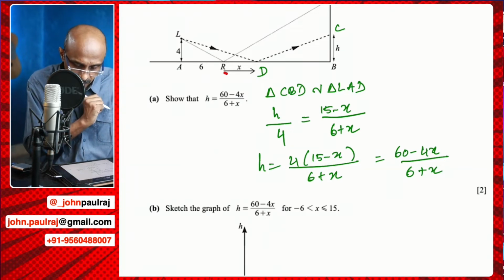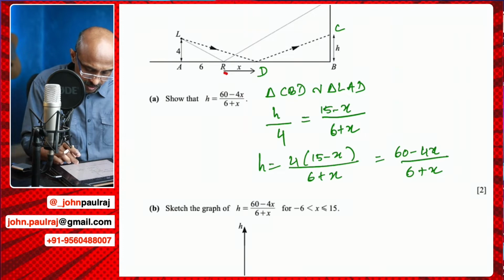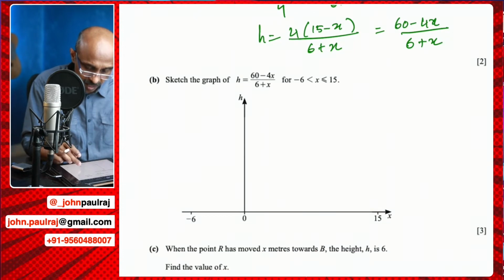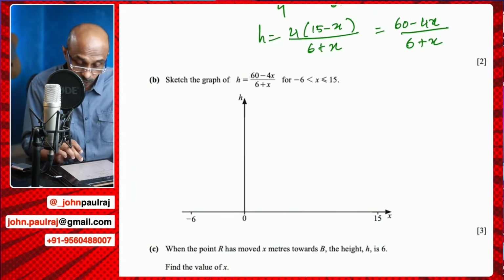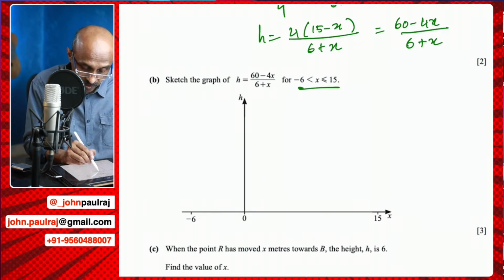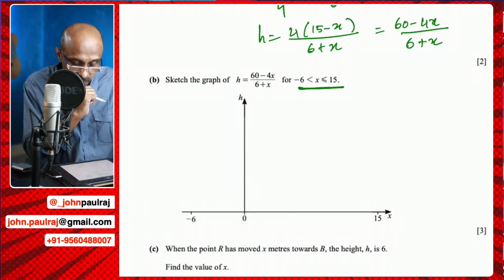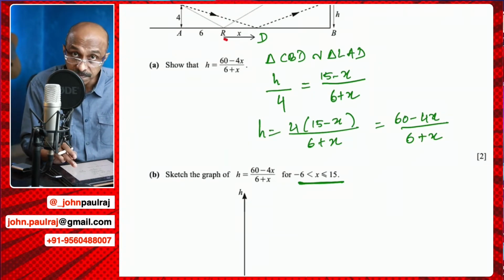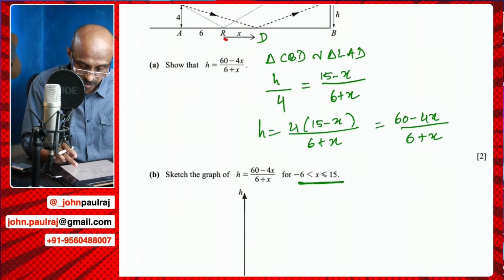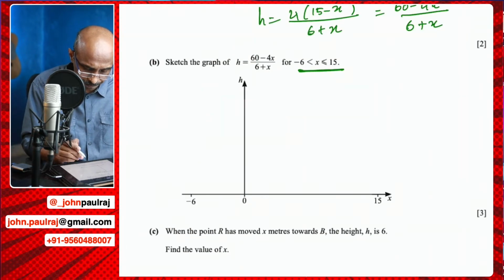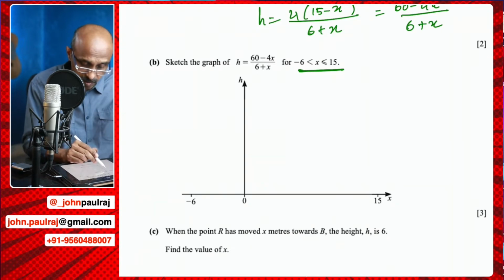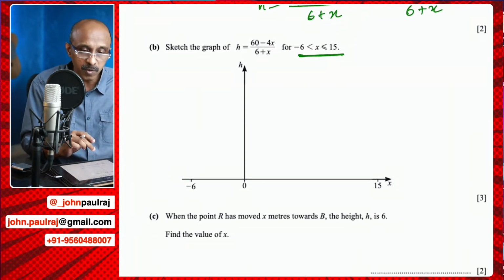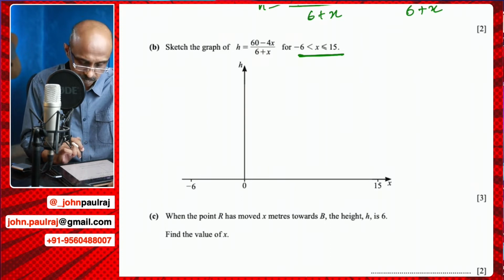Correct? Okay, now what do we have to do? Then they're saying sketch the graph of H is equal to this new model for these values of x, x is between negative 6 and 15. And you can see that it's not defined at x is equal to negative 6 because, again, look at the denominator. Okay, horizontal, vertical asymptotes to it again. Again, they've not given the maximum value of H. Let's just keep that in mind. I'm going to draw that graph on a different page.